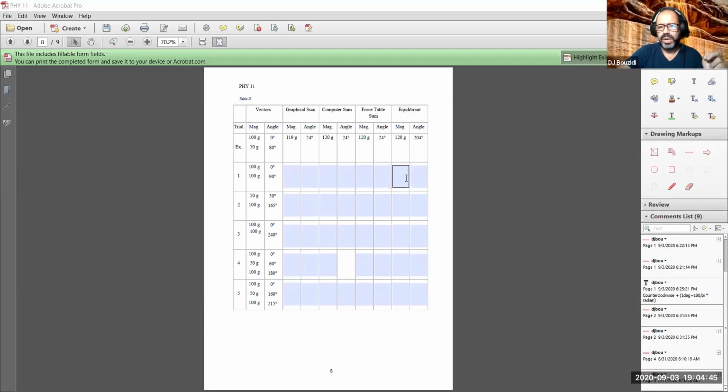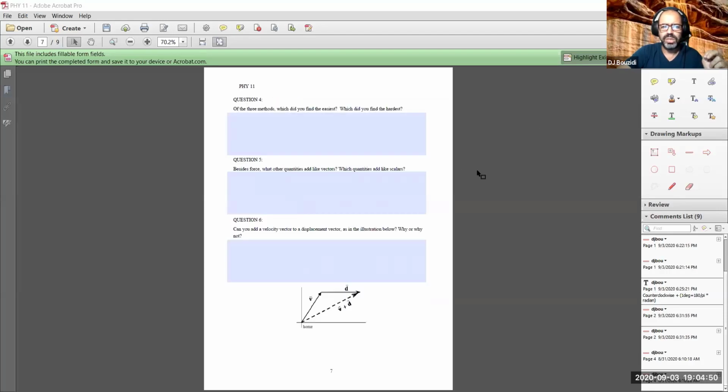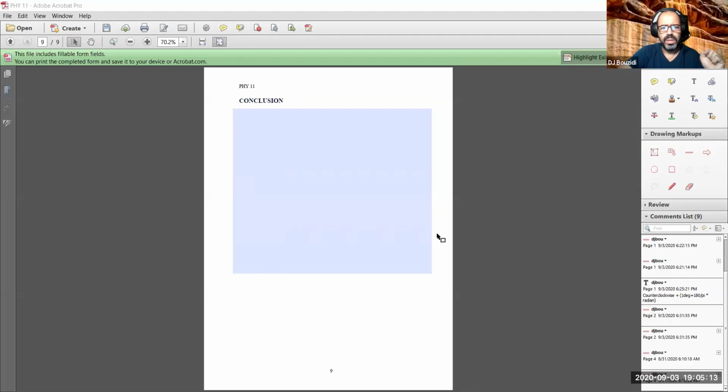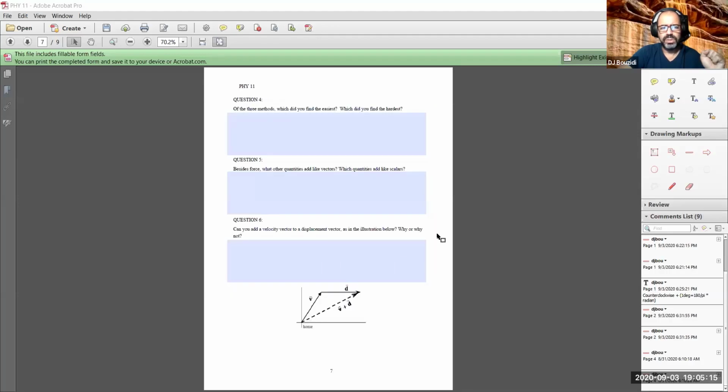Okay, so now we're going to go to the force table. So let me go into the instructions. There are some questions in here that need to be answered. Besides force, what other quantities? You need to think of other vectors and other scalars. So you need to come up with something. Can you add a velocity vector to a displacement vector? And you should think of why that is not possible, okay? So you should have a reason why this is not good, okay? And those are the only questions.